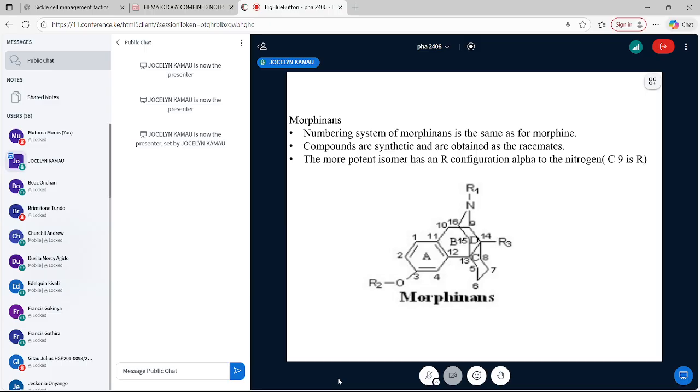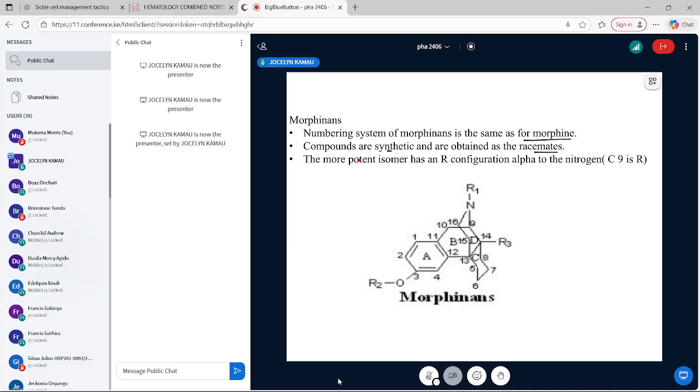Levorphanol is a prototype. The numbering system of morphinans is the same as for morphine because we have said the group that we have changed is the oxygen or the ether linkage, which does not carry a number. Compounds are synthetic and are obtained as racemates. So these are synthetic compounds. We had done that when we did our classification according to the source. We did say the morphinans are totally synthetic.